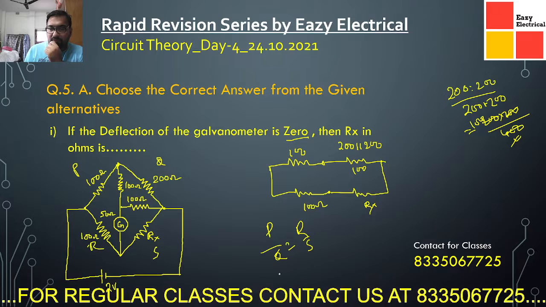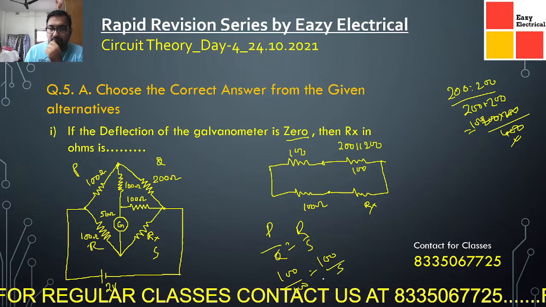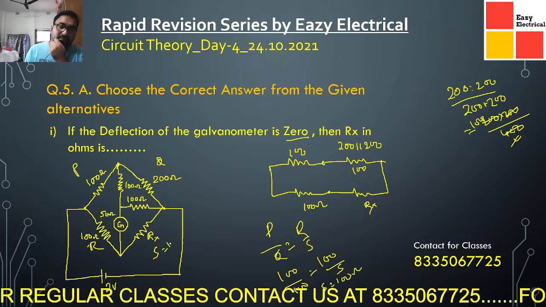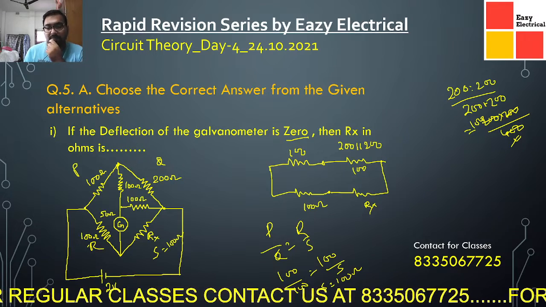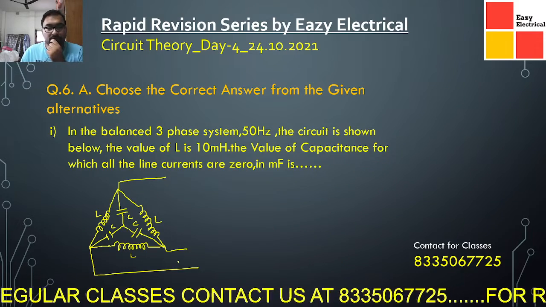So all of them are given 100, 100, 100 and 100. So S is nothing but 100 ohms. Okay, very simple. S is nothing but 100 ohms. We can calculate like this. If this is S, we can calculate that like this. Now coming to the next question.